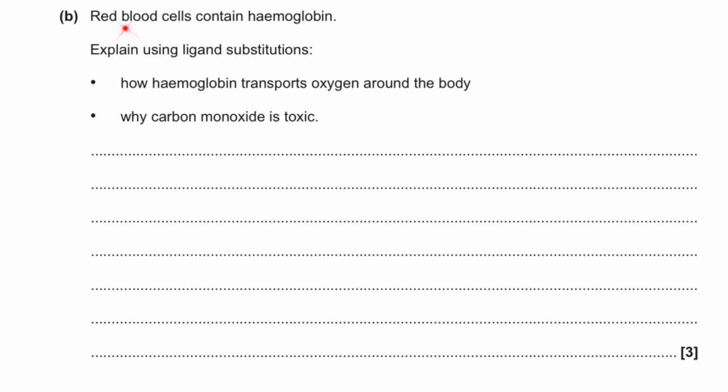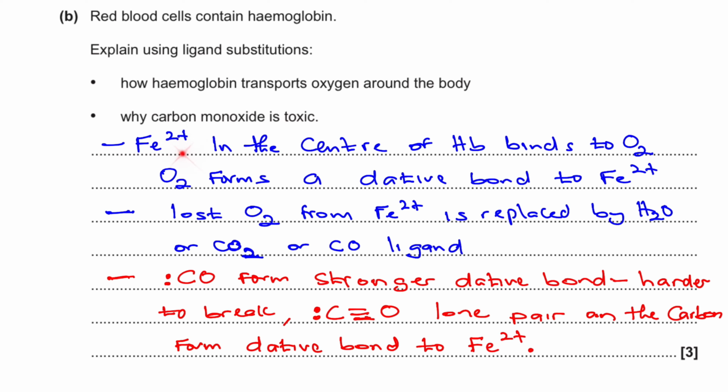B. Red blood cells contain hemoglobin. Explain using ligand substitutions how hemoglobin transports oxygen around the body, and why carbon monoxide is toxic. Iron 2+ in the center of hemoglobin binds to O2. O2 forms a dative covalent bond to iron 2+.